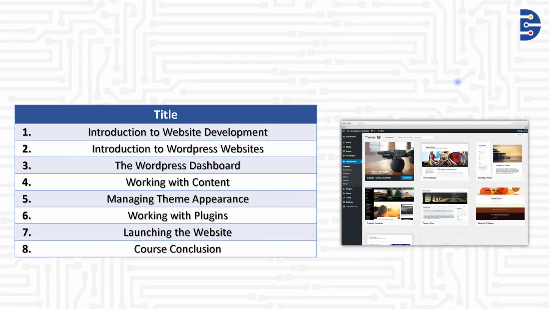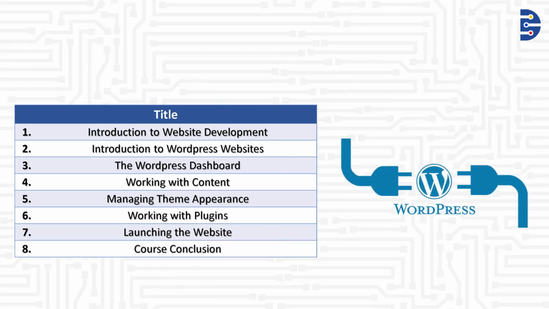The next section is on managing the theme appearance. We work with menus, the top menu and the bottom menu, and we work with widgets. We explain and understand the concept of widgets and configure a widget in your blog site. The next section is about working with plugins. What are plugins? How do we install plugins? We go ahead and install a couple of plugins with your blog site.